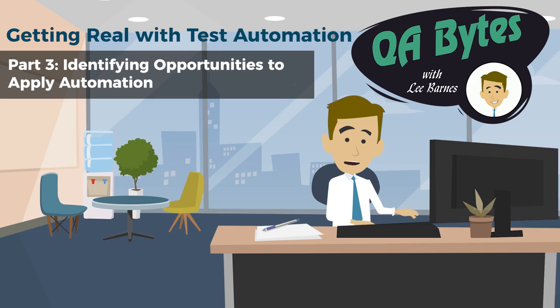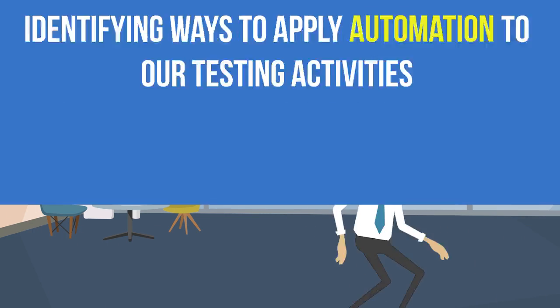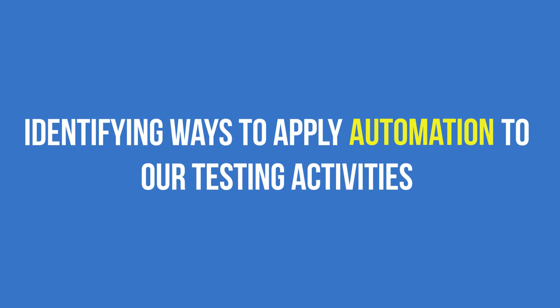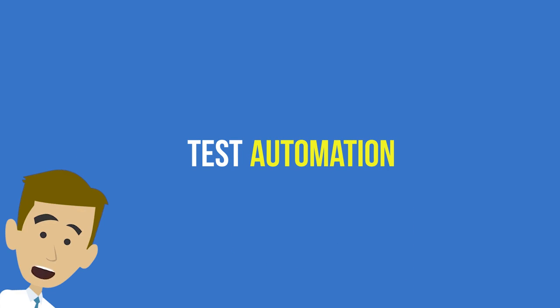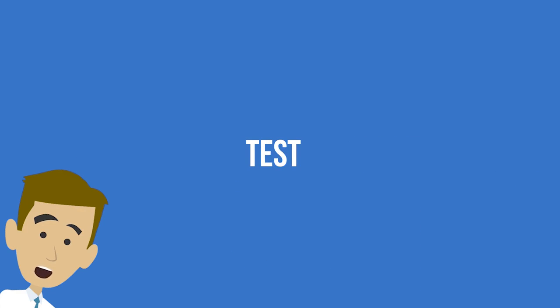This is the third and final episode in the Getting Real with Test Automation series. In this episode, I'm going to be talking about identifying ways to apply automation to our testing activities. I believe that's an important way to phrase it versus just saying test automation. As I talked about in the last episode, we aren't automating the testing.